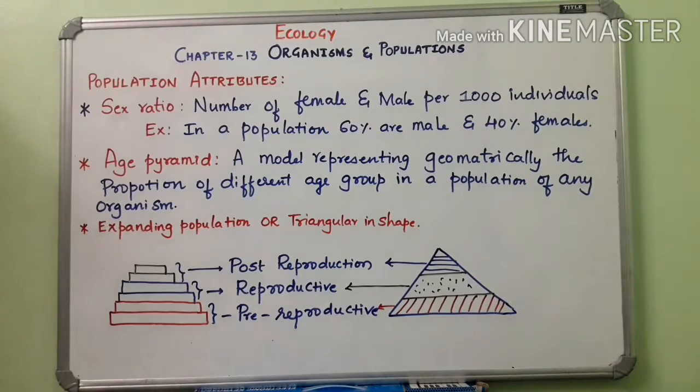So in this condition, in an expanding population, the number of young individuals in the population is more, such a population has a high birth rate and low death rate. So the age pyramid has a broad base.